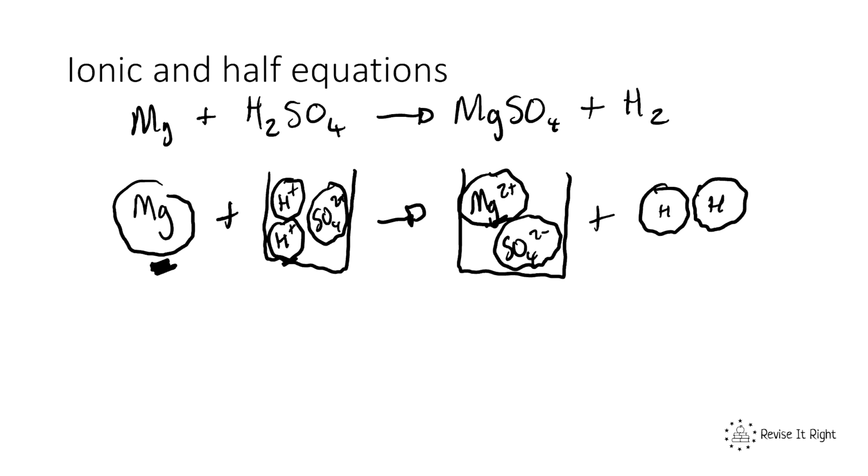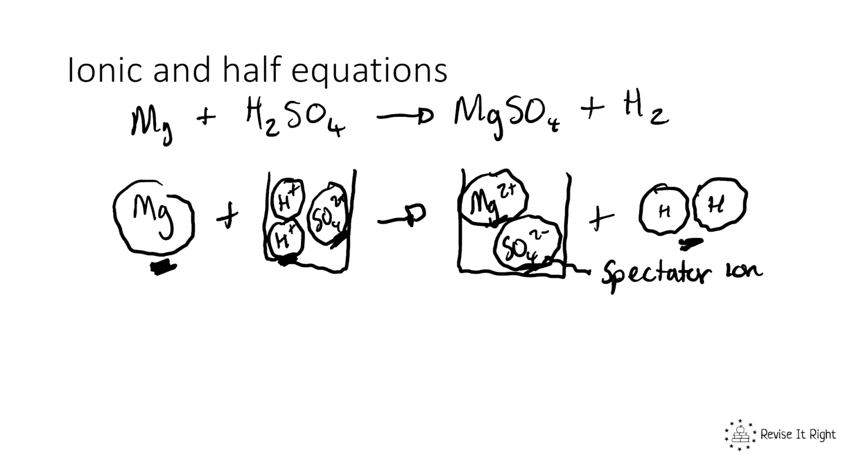Whereas hydrogen, our H+ ions, they were ions, okay, they were ions and they've become atoms. So they gained electrons. So they were H+ ions, now they've gained electrons to make them atoms. And we can see here that our sulfate ion has not changed. So we call this a spectator ion.